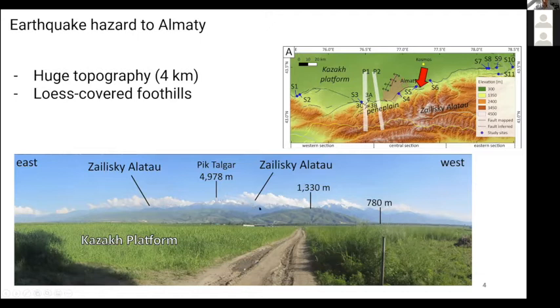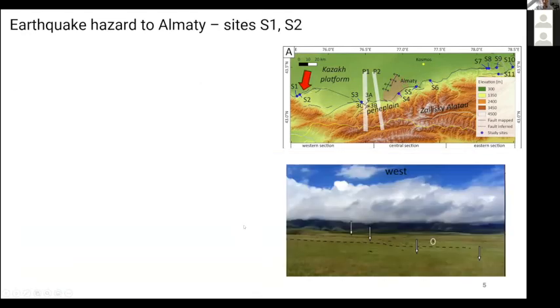So quite spectacular. And another thing that becomes important later in the talk is that we see a lot of less covered foothills. Foothills covered by aeolian sediments cause a problem because they obscure the fault trace. And they are about, let's say, 400 or 500 meters high in front of the proper mountain front. So that's what the area looks like in the field.